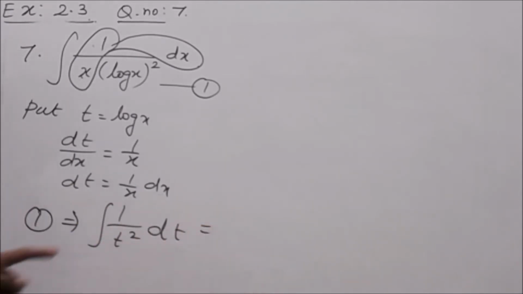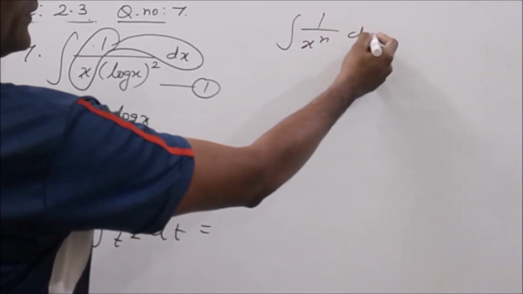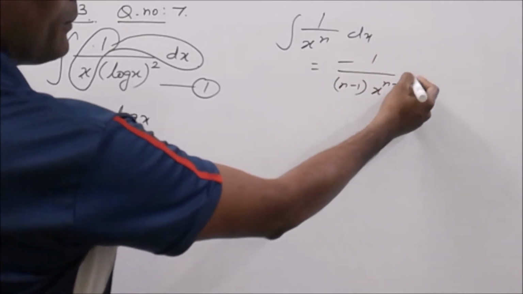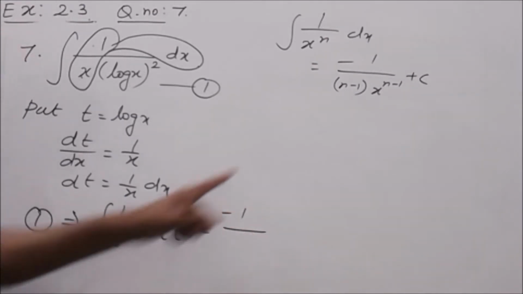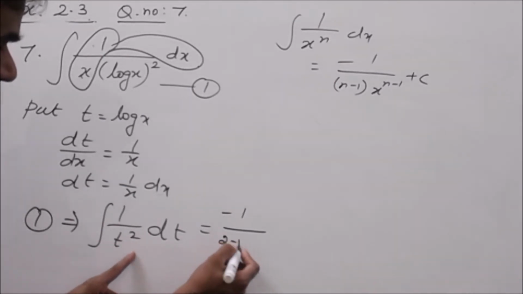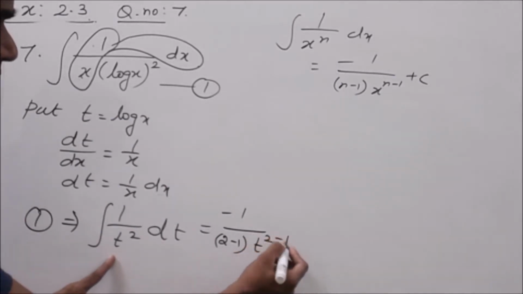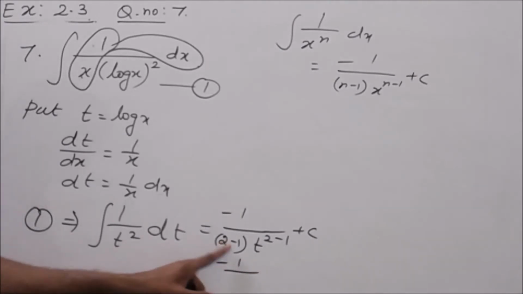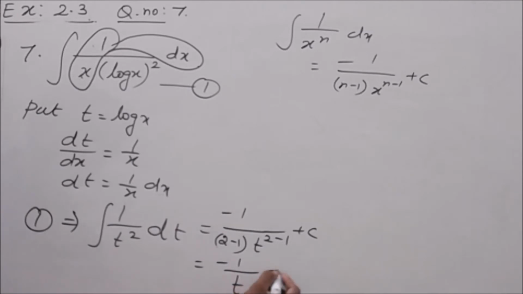Integral of 1 by x power n dx is equal to minus 1 by n minus 1 into x power n minus 1 plus c. Applying here, the power n is 2, so we have t power 2 minus 1 plus c, which is equal to minus 1 by 2 minus 1 into t power 1, plus c.